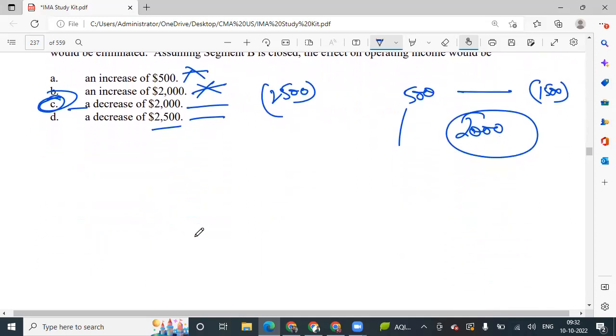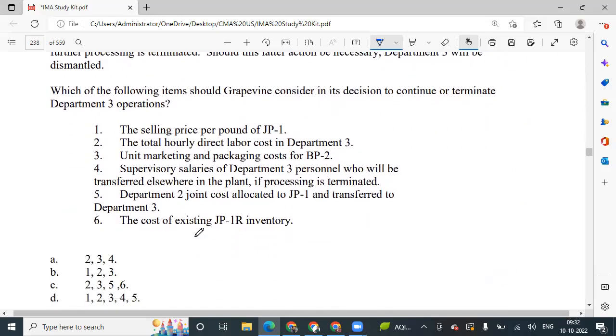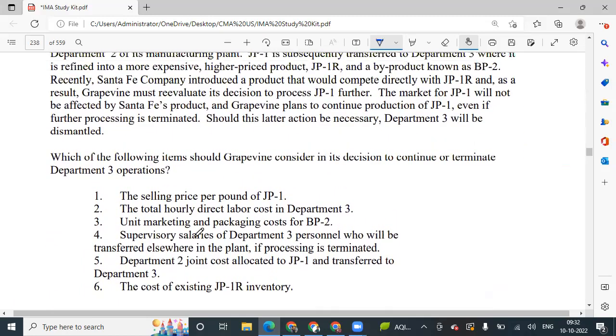Let's move towards the next question. Oh, nice. So 1, 2, 3, 4. Let's see what it is.